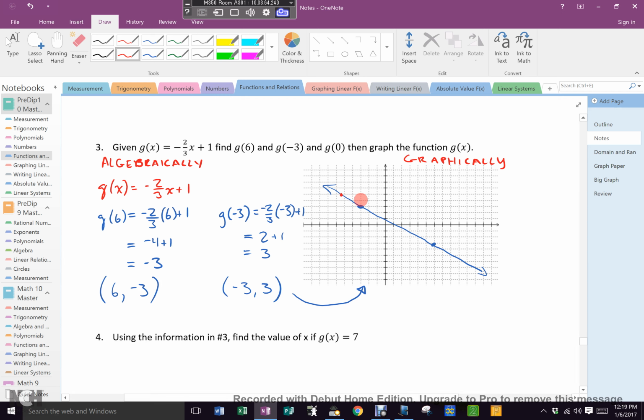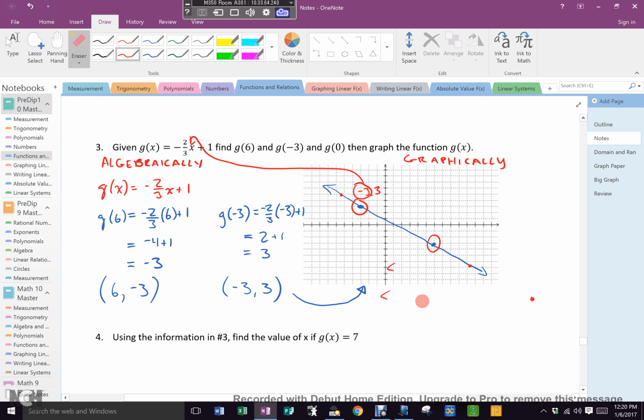What do I know about this point right here? What are its coordinates? -3, 3. What do I know about that X? Where can I put it? Into the equation, right? Where can I put this X? Into the equation. And what will be my output? That Y. Does everybody understand?